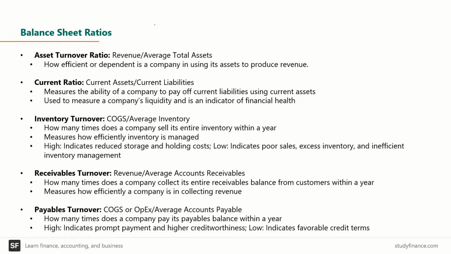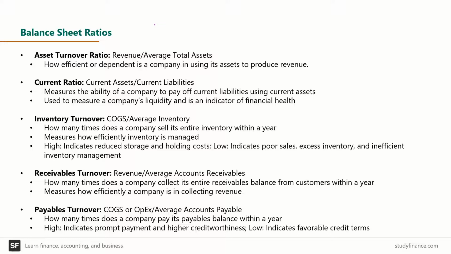Receivables turnover is calculated by dividing revenue by average accounts receivables and measures how many times a company is able to collect its entire receivables balance from customers within a year. This can be interpreted as how efficient a company is in collecting revenue.